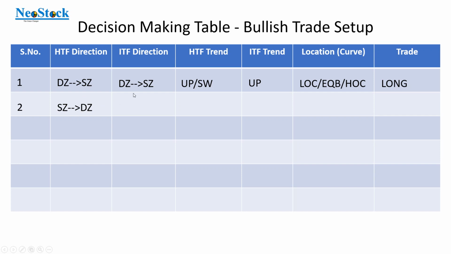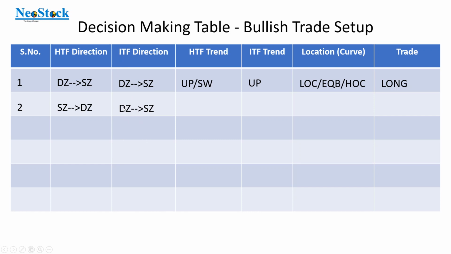The situation is always to accept, see the thumb rule, never forget the thumb rule. Your ITF price direction should always be demand zone to supply zone to accept the long trades. If it is supply zone to demand zone, long trades are disabled in that scenario. It is a thumb rule, remember. So that is the reason why ITF direction should always be demand zone to supply zone. In all the scenarios, it should be demand zone to supply zone.